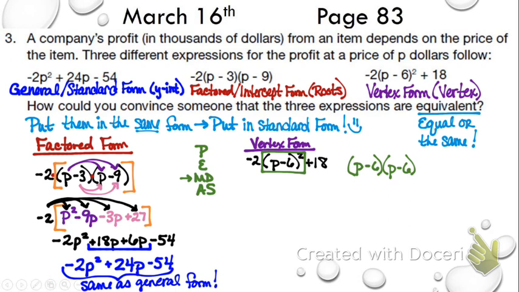We do the double distribution, right? So p times p, I get p squared. P times -6, negative 6p. -6p. Yep, and then we have -6p and a +36. You are more than welcome to combine your like terms at this point. If you want to wait and combine your like terms in just a little bit, you can do that also. I'm going to hold off on combining those like terms.